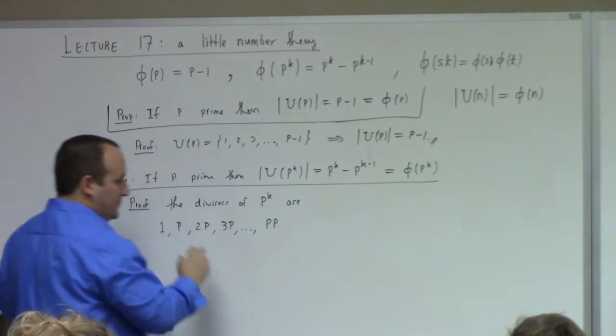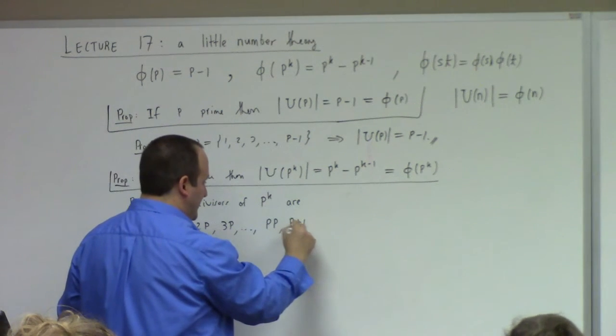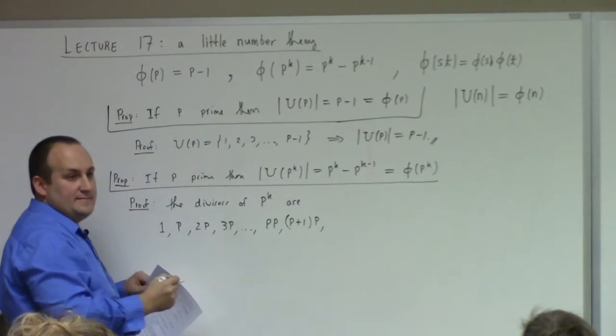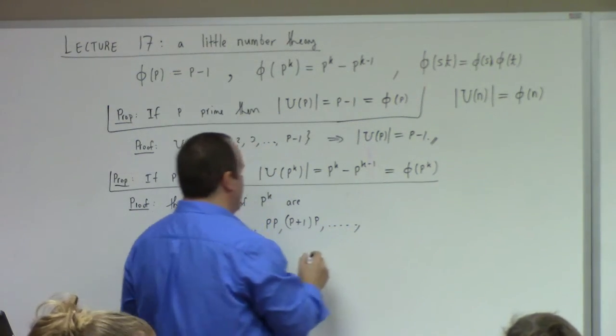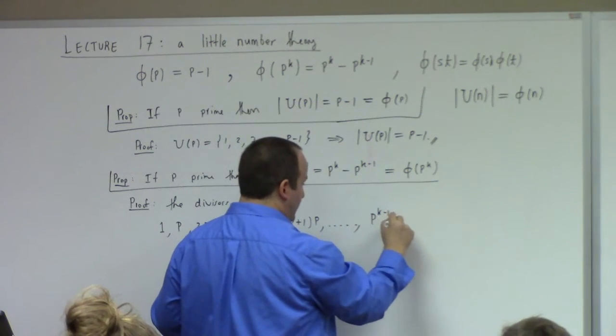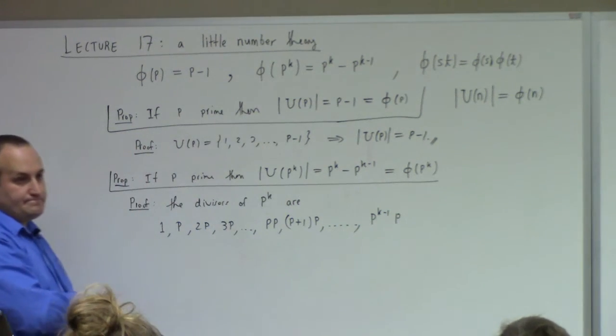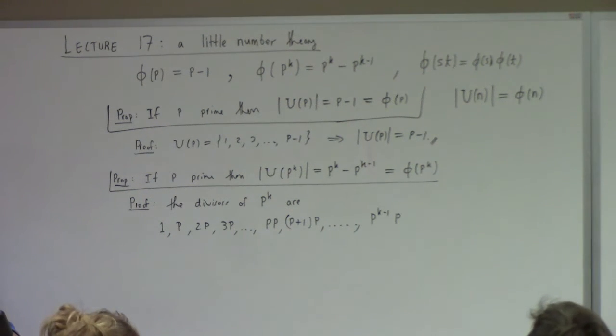P times p. When you have p of them, that's p squared, right? And then you've got p plus 1 times p. I don't know how many of these you want me to list, but we keep going and going until eventually we get to what? P to the k minus 1 times p, right? The next multiple past that is p to the k, which of course is 0, mod p to the k. And so that's a complete list of multiples of p. It's not possible to have divisors other than that of a prime to a power k.